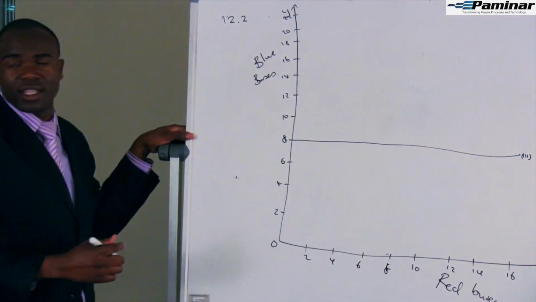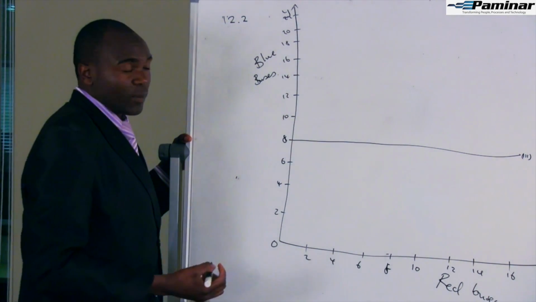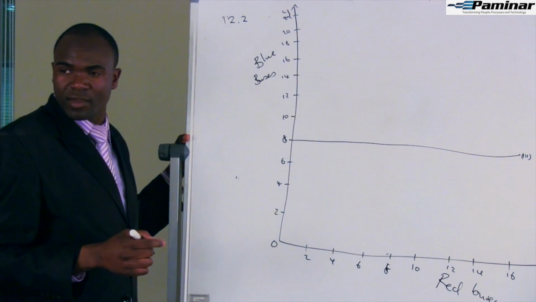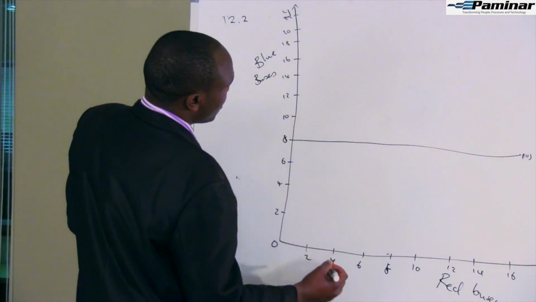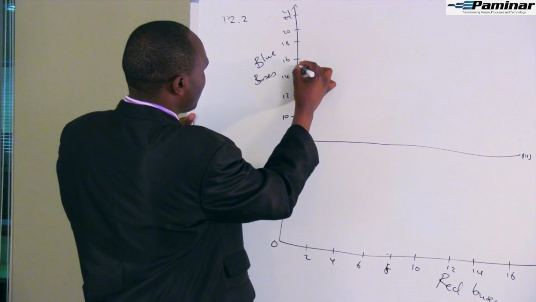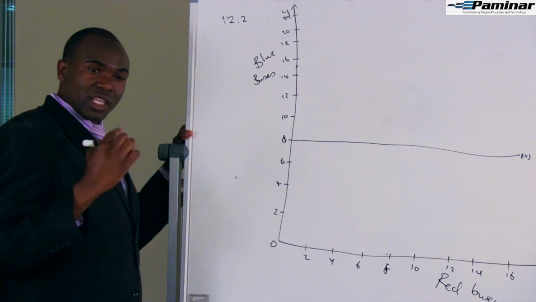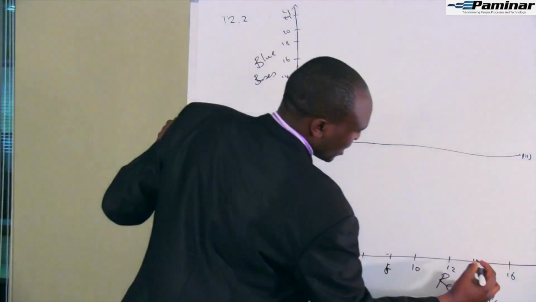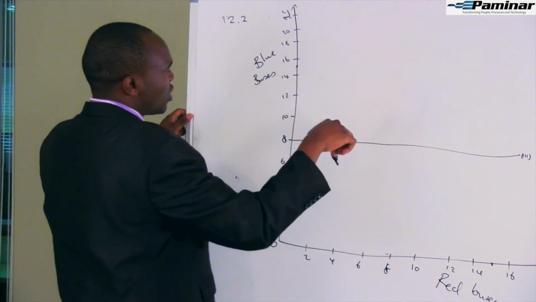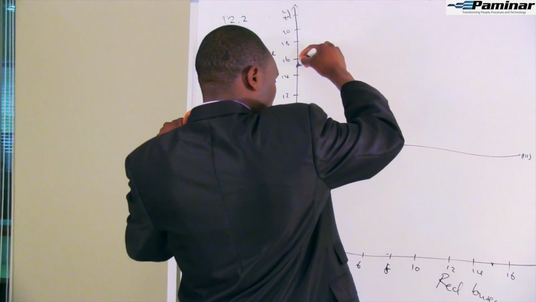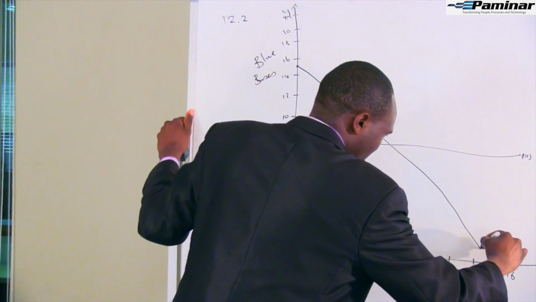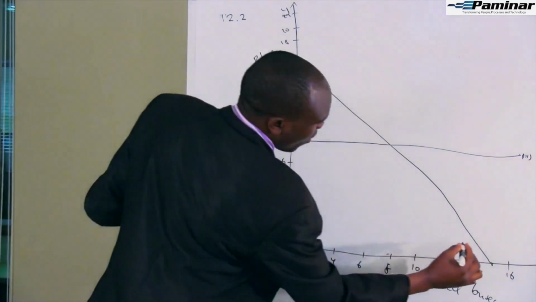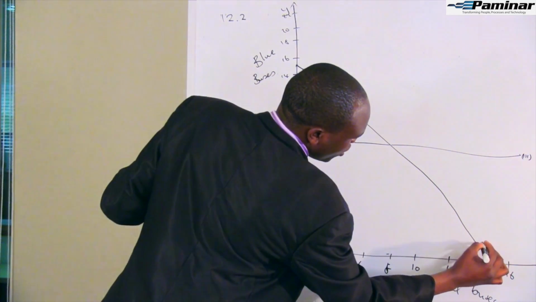Okay, let's just leave it there. And then now we are saying when x is equal to 0, what is y? It's 15, isn't it? Okay? So when x equals 0, y is 15. 15 is somewhere here. And then when y is equal to 0, what is x? 15 again, somewhere here. And then we join these two points together like that. Okay? So this is our second. Let's just label it 2.